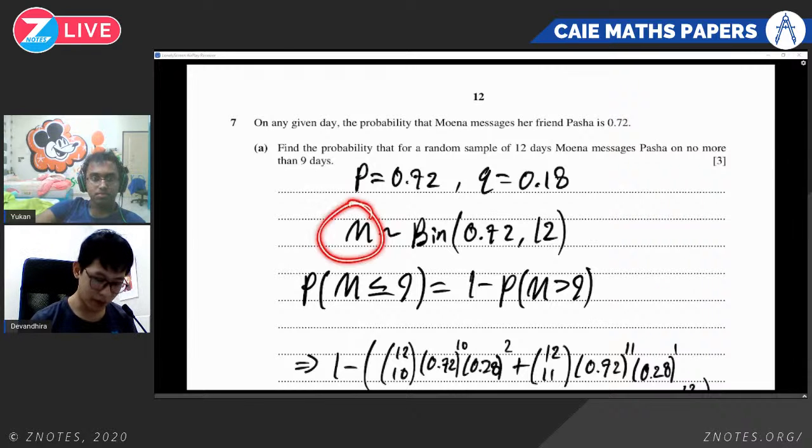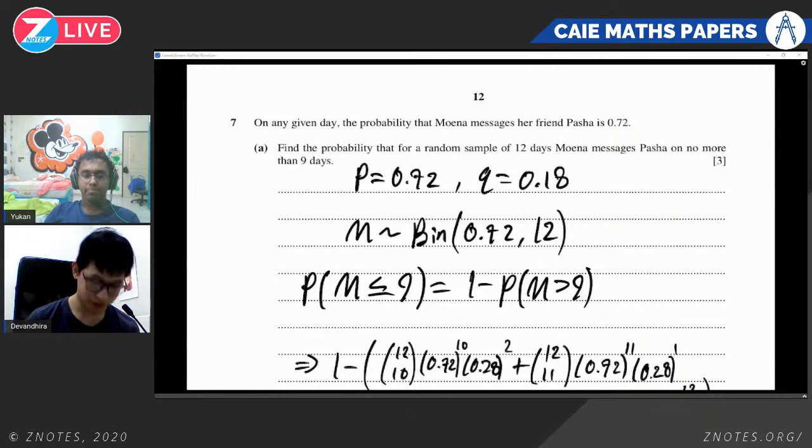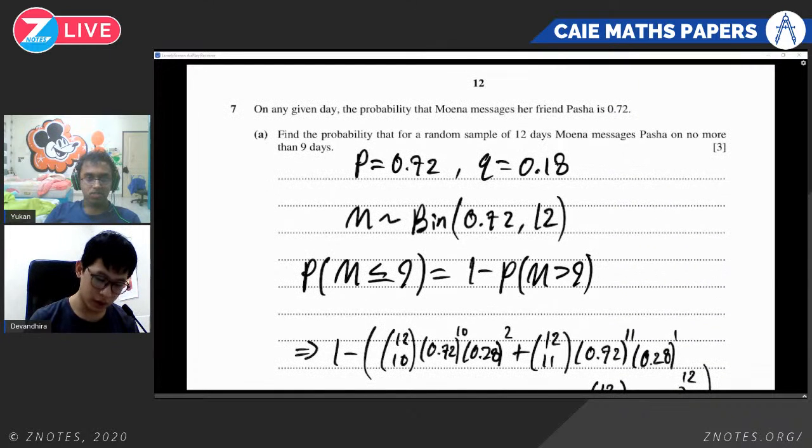Right. So this is messaging. I just put M for the random variable, though you can put anything you want. That's up to you. So M can be represented as a binomial distribution where the success is 0.72. So the first slot is for P and the second slot is for N, which is the number of samples there are. Okay. Right. So we want to look for Mona messages Pasha on no more than 9 days. That's basically the probability of getting M less than or equal to 9 days, right?